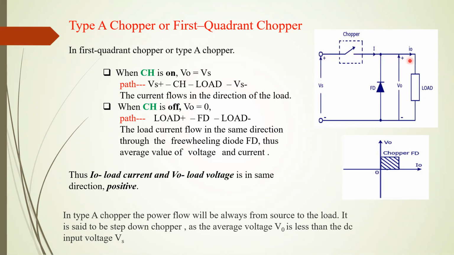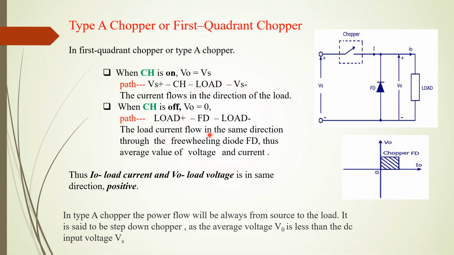When the chopper is off, let us consider the load is an RL load. Then in the RL load, the L starts storing the energy. Now the load gets discharged and the discharging current will freewheel through the freewheeling diode, forward biasing it by the discharging current. The path of this load current is from load plus to freewheeling diode to load.